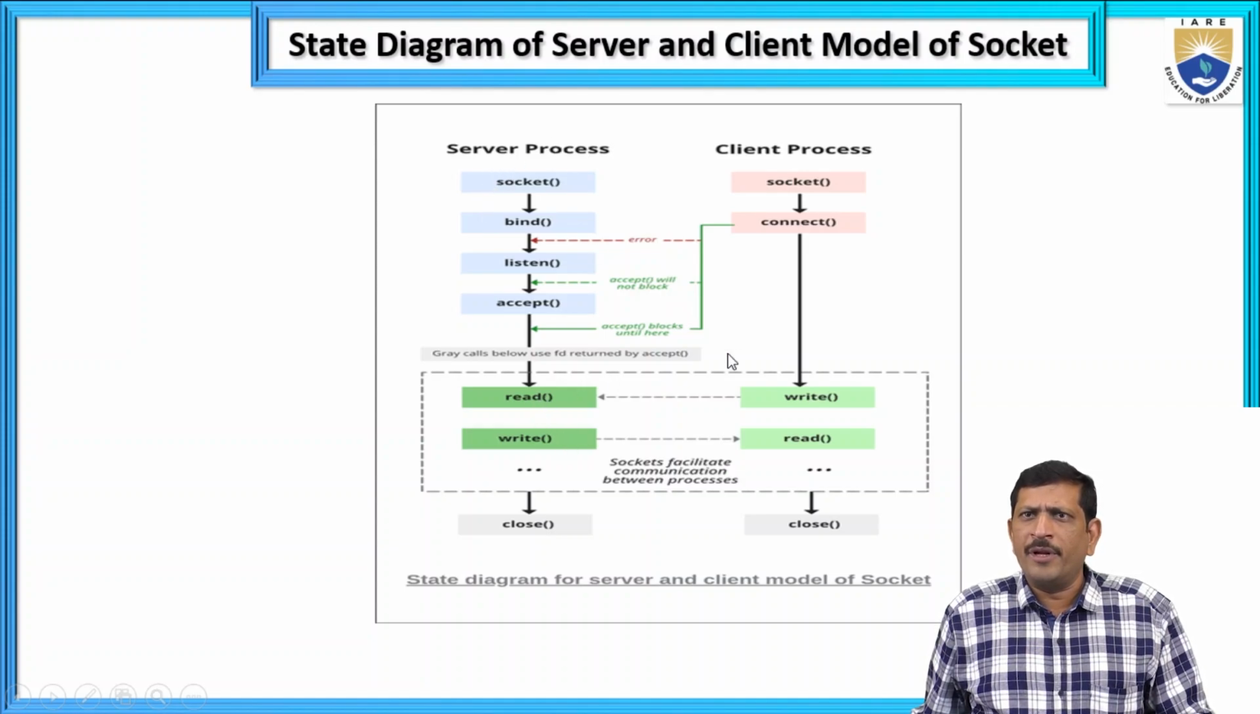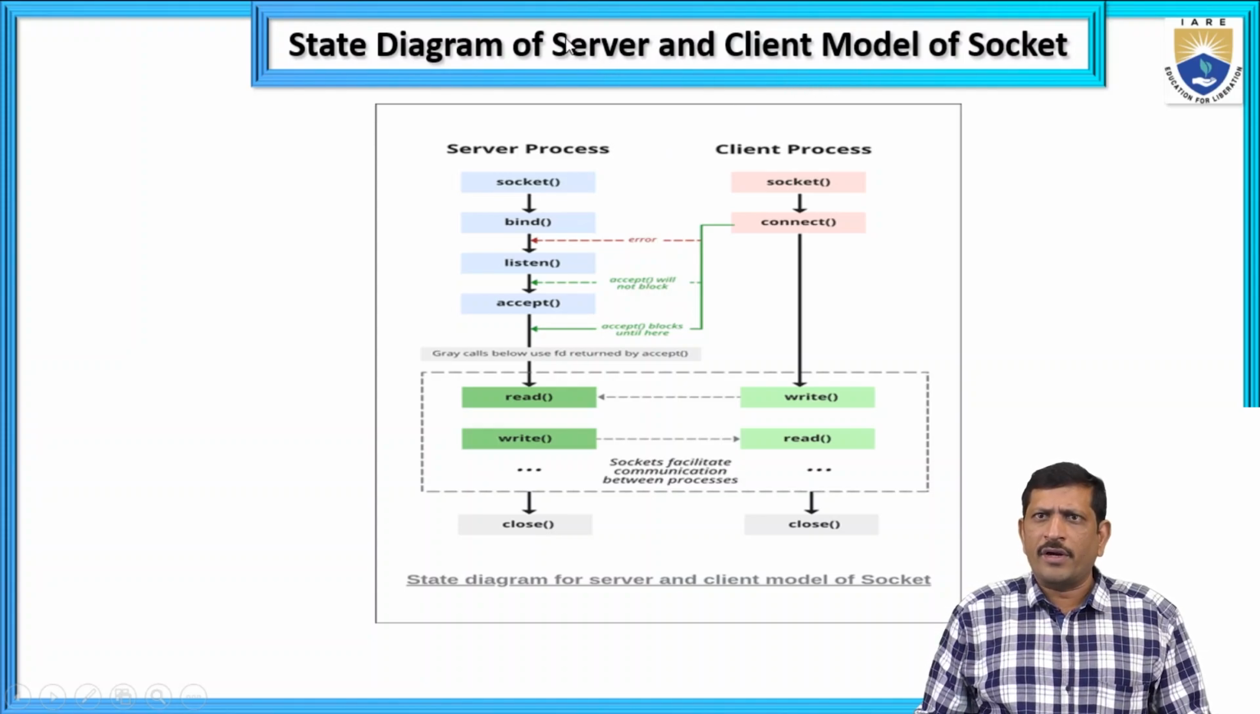Once it is accepted, reading and writing operations can be performed. Reading operation means whatever data is sent by the client is received. Writing operation means after receiving and responding, the data is sent to the client. Once the communication is completed, the sockets can be disconnected at the server side and client side. So this is the state diagram of the client and server model of the socket.